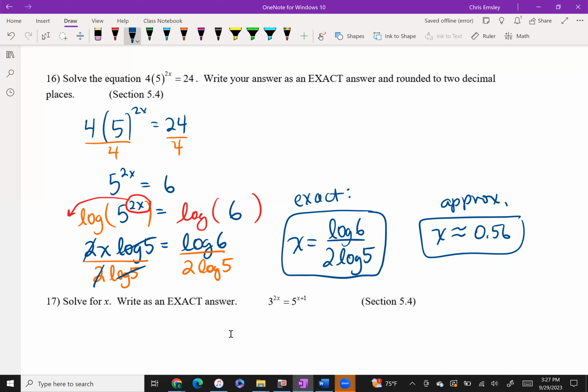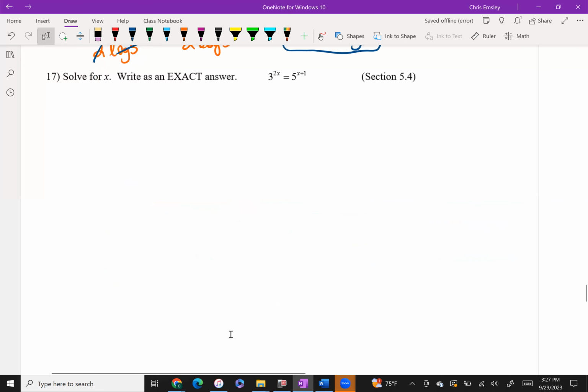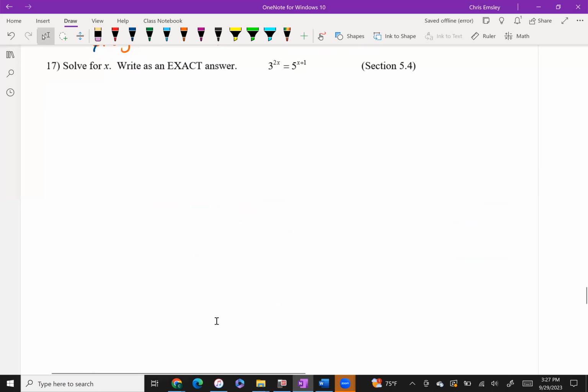Next up, number 17, another exponential equation to solve. A little bit different technique here. So if we could, we would rewrite these to have matching bases because from there it's a pretty easy solve where we set the 2 exponents equal to each other. But 3 and 5 cannot be rewritten in any way that they have a matching base. So our technique here instead has to be to use our logs and take the log of both sides of the equation.